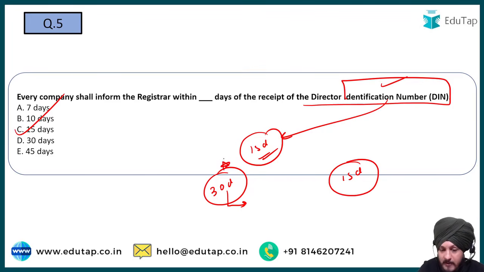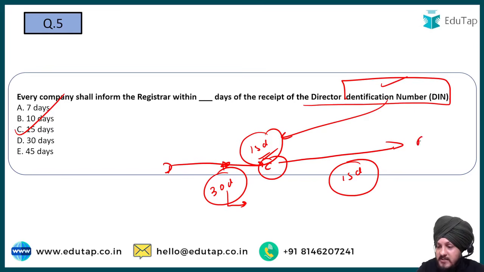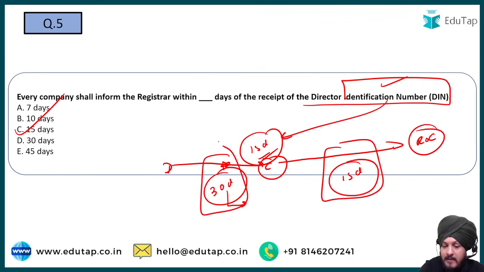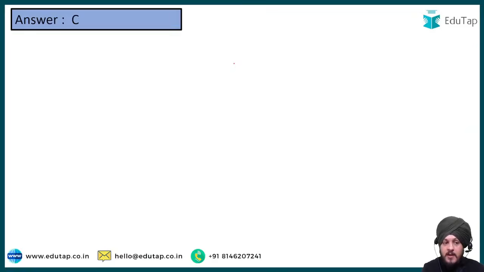Now what this company has to do, suppose the director has given it to the company, now the company is going to inform the registrar about it, right? And that has to be done within 15 days. So these two important timelines that you have to remember, 15 days and 30 days, as a part of this mechanism. So I hope it is clear to you, and the answer to this question is going to be 15. Question number 6.